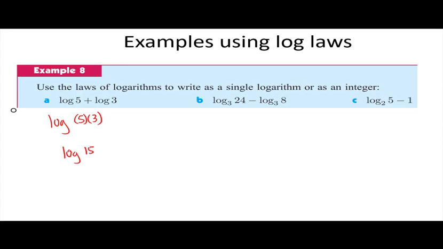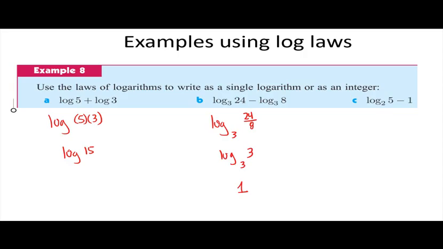Example B here. Since this log is negative, we know the 8 is going to be in the denominator. So we have log base 3 of 24 divided by 8. We know 24 divided by 8 is 3, and you should recognize this is one of our special cases. If the base and this value are the same, we know this equals 1.